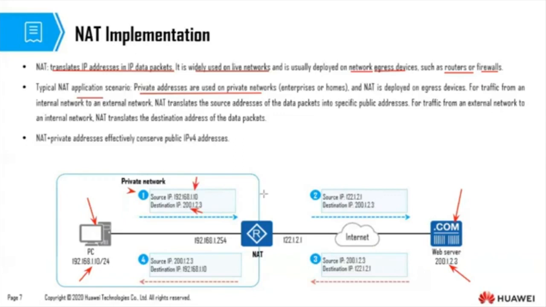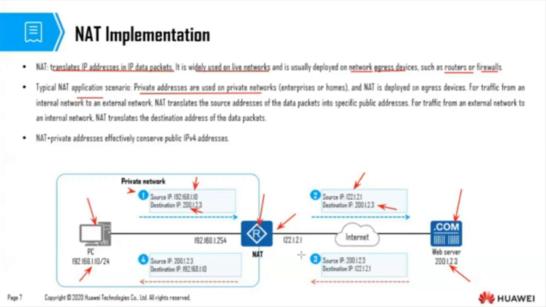Now, when you get to the egress device that is performing NATing, your source IP address is going to be converted into a public IP address. As you can see, we've now changed the source IP address to the IP address of this interface here, which is 122.1.2.1. So after that, does the destination IP address change on the internet? It doesn't change, right? We still want to find this guy. So this packet will go up to this guy.